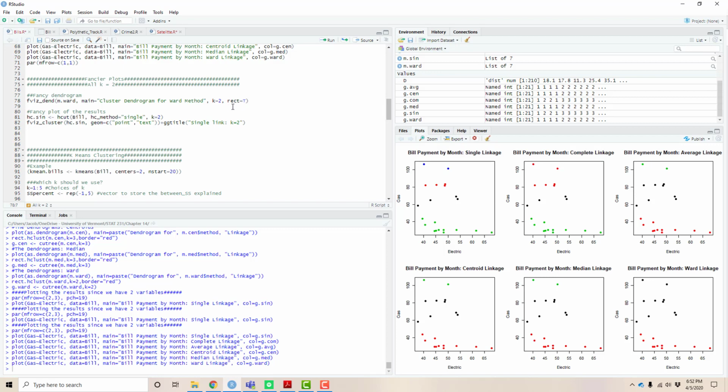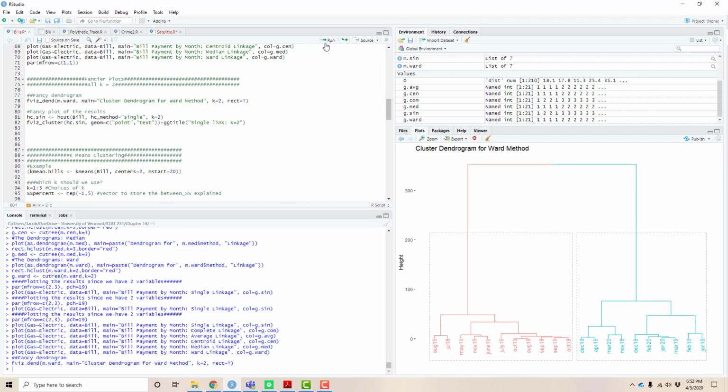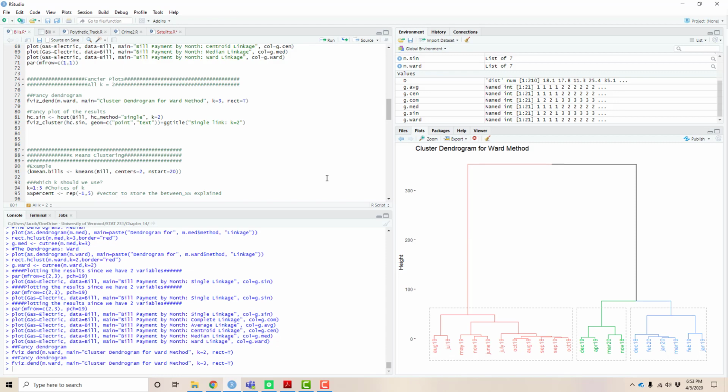And this rect equals T will form a rectangle around the number of clusters you specify, without having to do it in a separate line like we did earlier. It'll color code the 2 clusters that you form, and then draw rectangles around them as well. And if we change this to 3, it makes everything pretty simple because you don't have to rerun it. And it looks like Ward's method, if you use k equal to 3, kind of gives us the same results that we had for the complete linkage.